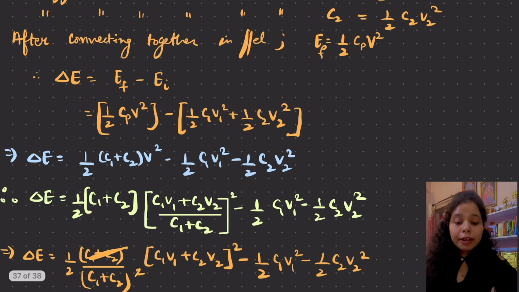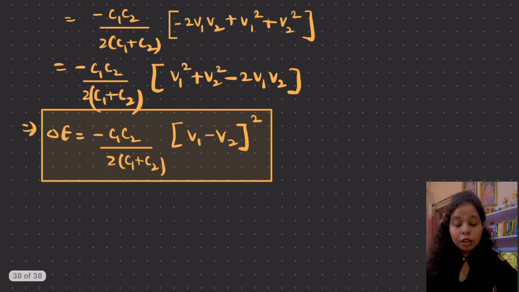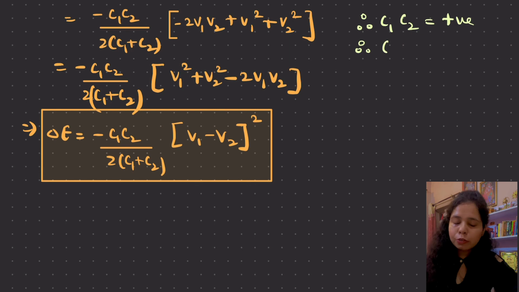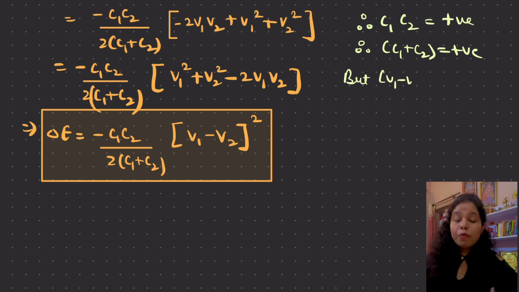But how could I determine that this equation is showing that we have the loss of energy during the charge sharing? So here we have to reconsider this equation, that is E final minus E initial. This whole term is negative. How? Because C1 is positive, C2 is positive. If C1 is positive and C2 is positive, therefore C1 multiplied by C2 is always going to be positive, because positive into positive is positive. Similarly, C1 is positive, C2 is positive, therefore their sum is also positive. But we can have V1 minus V2 negative.